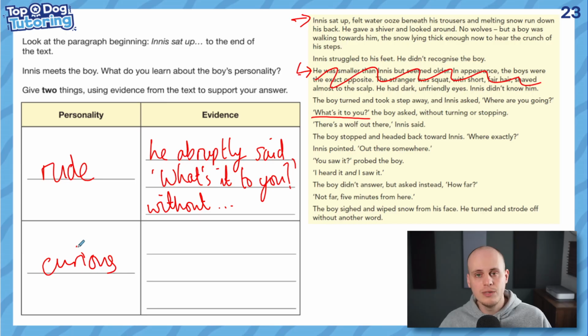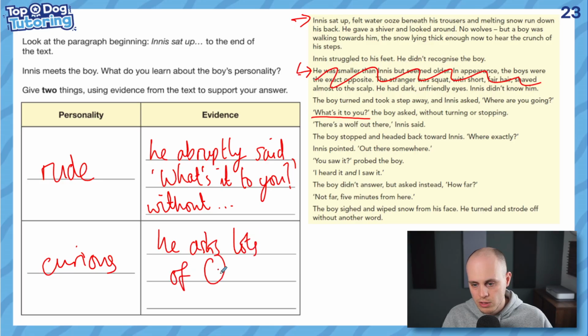And do you know what? At this point, I've got 3 marks. They're not that bad, are they, these questions? They're not as bad as maybe you thought before. But let's keep going, just for the sake of it. Let's see how else could we have got marks? So curious, and my evidence would have been, he asks multiple questions. Okay? He asks lots of questions. Done. What else could we have done?